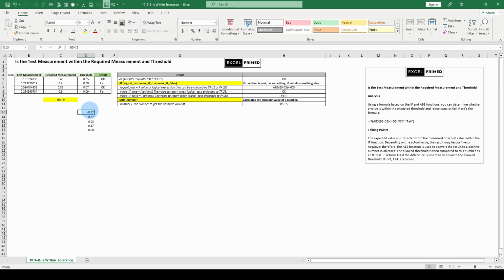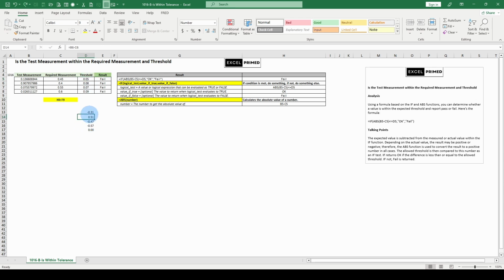Here, it's a negative 27, and you can see it passed. But look how big the threshold is. With that absolute value gone, we're saying anything 0.05 or less passes. Hit F9. Now there's a threshold. This is 0.04. That's what it tested, but it's required at 0.45. And our threshold is 0.05, and we hit OK. That's why we use absolute value in this particular case.